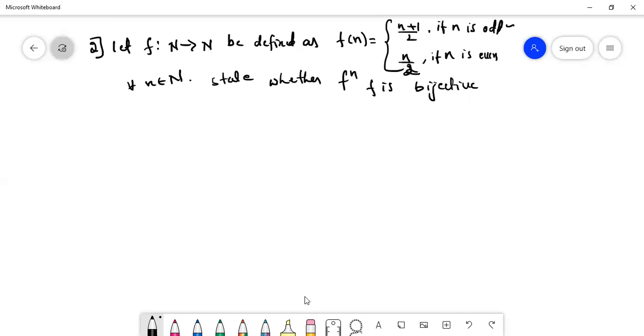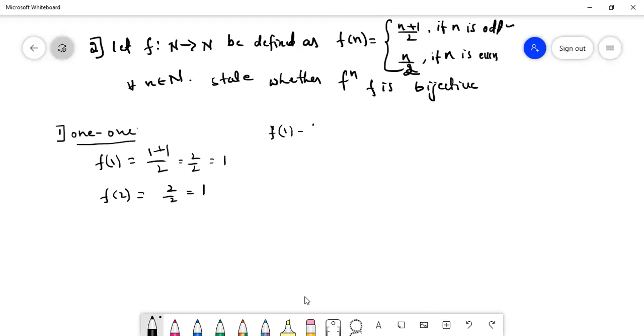Let me check it. First one, I will go to the one-one. First one is the one-one function. Now, I will take two elements. f of 1: 1 is odd, is it right? Odd means n plus 1 by 2. That is 1 plus 1 by 2, that is 2 by 2, nothing but 1. Then I will take f of 2. 2 is even, is it right? Even means n by 2. That is 2 by 2 is equal to 1. Here, f of 1 is equal to f of 2.